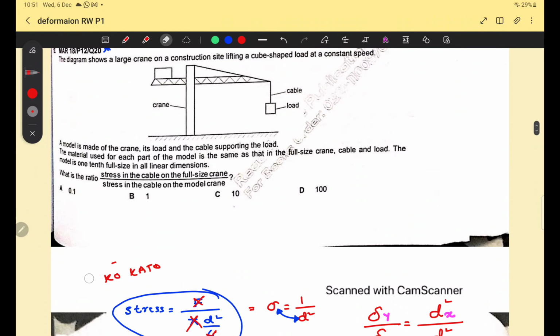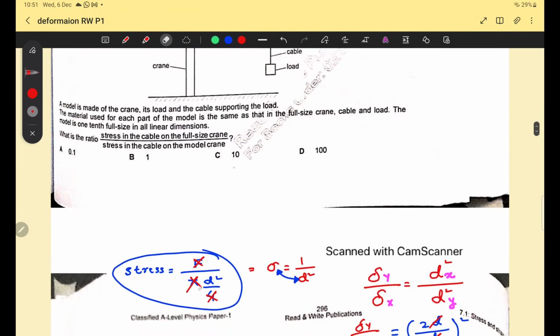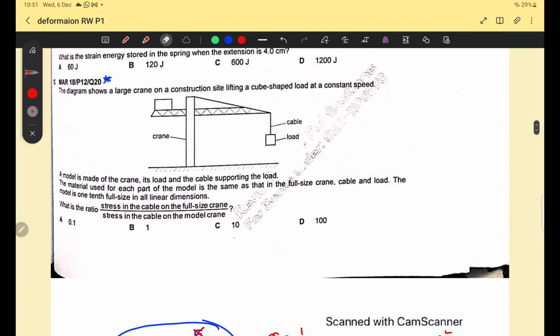And now I am trying to solve this question. This is a very difficult question, but we are trying to solve it. So what is the question? This is the original crane, and now a model of the crane is made. In the model, the material used is the same.